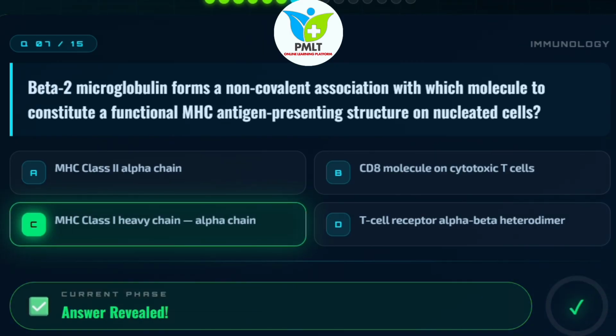Correct answer is C. MHC class I heavy chain, alpha chain. Beta-2 microglobulin is the invariant light chain of MHC class I molecules. It stabilizes the alpha chain and peptide groove complex. Elevated serum beta-2 microglobulin is an important prognostic biomarker in multiple myeloma and lymphoma.